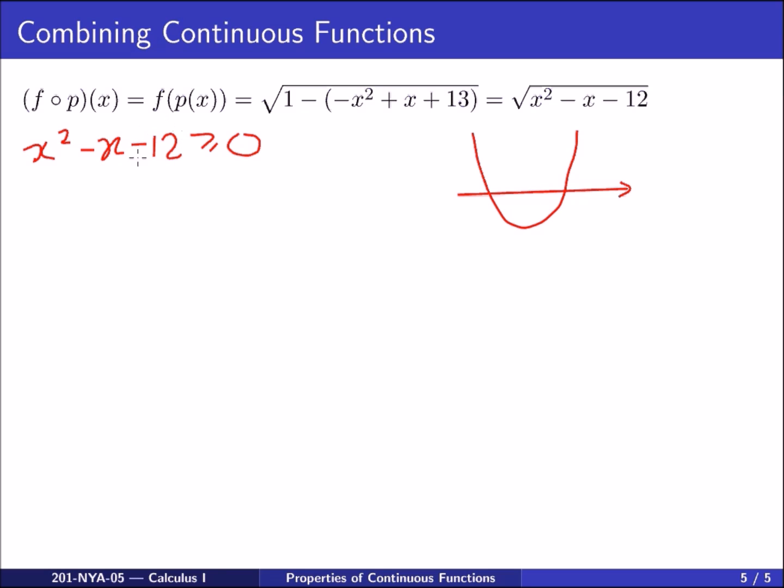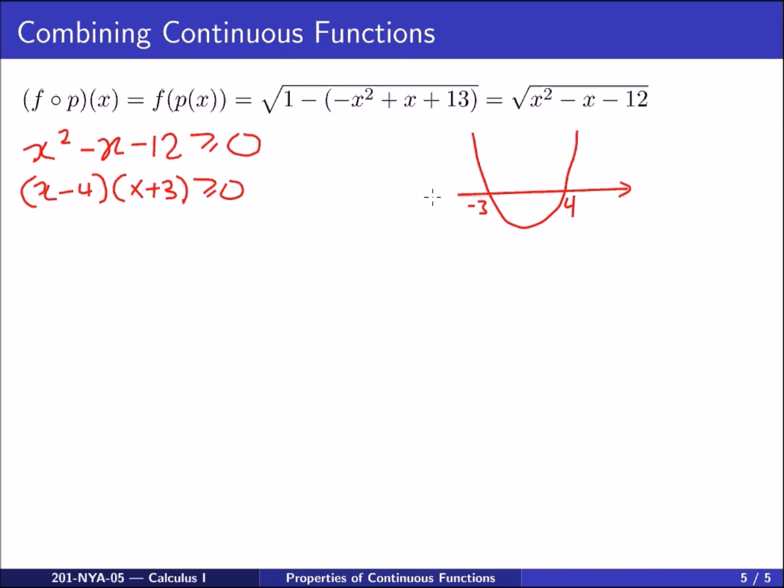So we're trying to look for two numbers such that the product is minus 12 and the sum is minus 1. Think about it for a second. So those two numbers are minus 4 and 3. So this means that this factors as x minus 4 times x plus 3. So in other words, this is minus 3 here and this is 4. Those are the two roots.